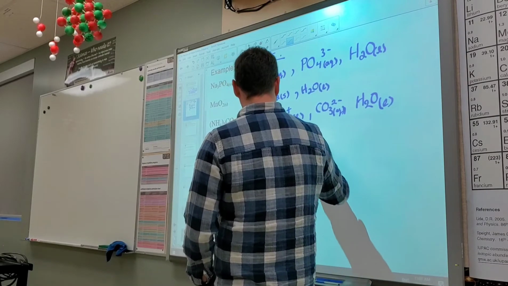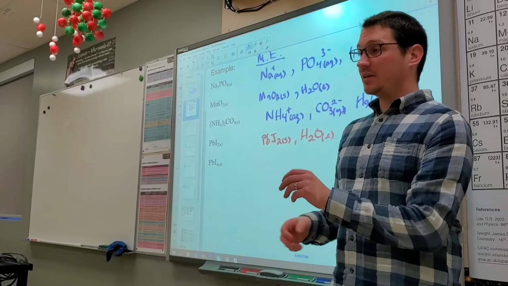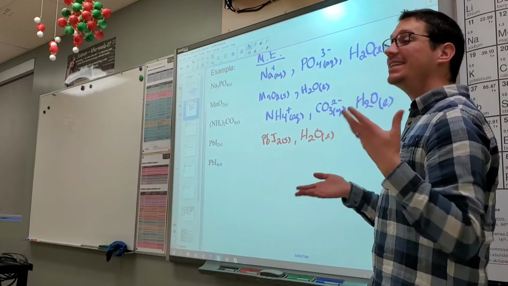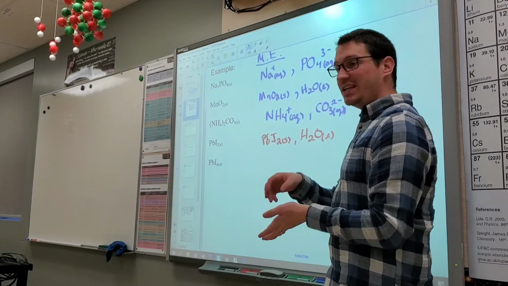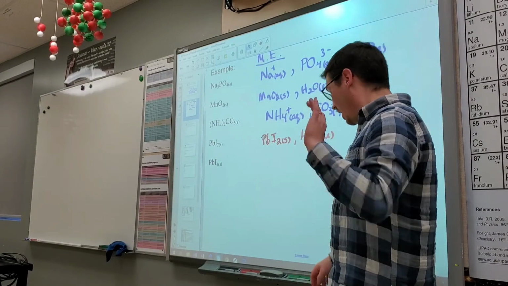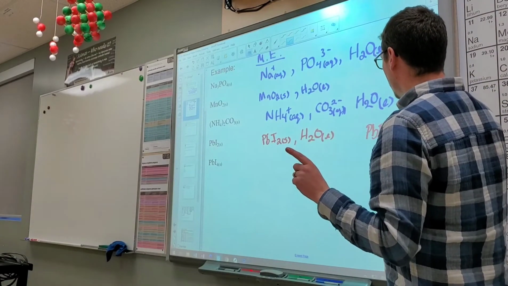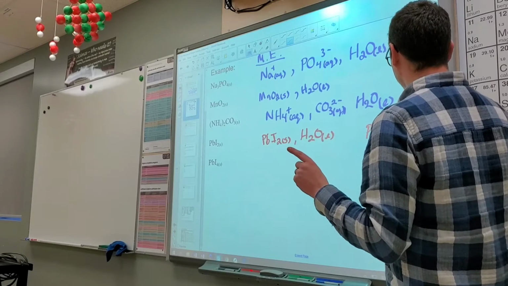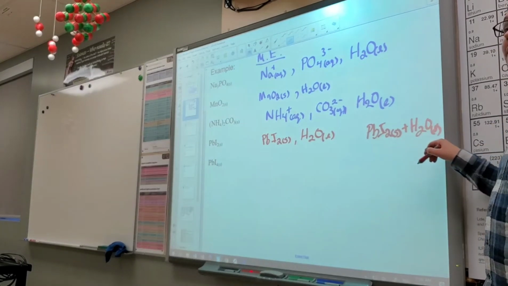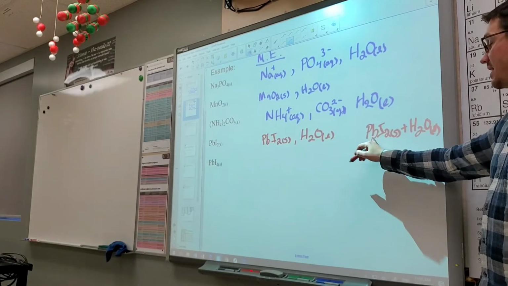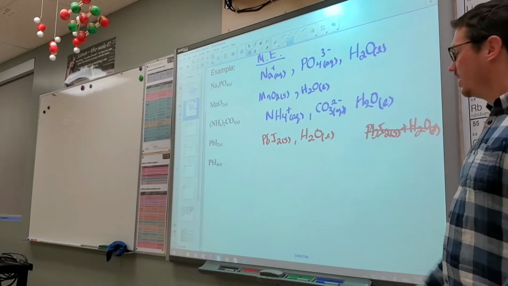PbI2 solid and water. I want to be very clear. I'm listing things. It's almost like we're grocery shopping right now. I'm listing all the things that are available, okay? So I'm saying lead 2 iodide solid is in your mixture, and water is also in your mixture. I want to be very clear. When you're listing major entities, you are not going lead 2 iodide plus water. Why are you not doing this? What is this telling you? It's a chemical reaction, right? This thing plus this thing are reacting together, so you cannot write that. Do you know what I mean? You're just listing out things.